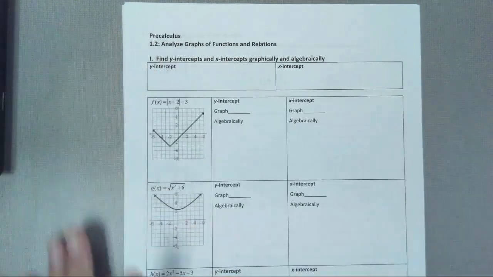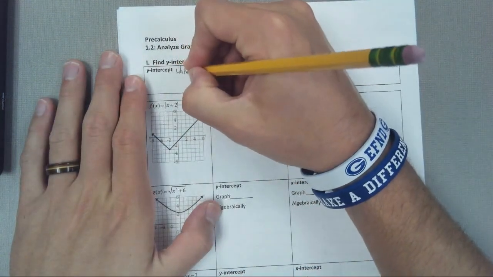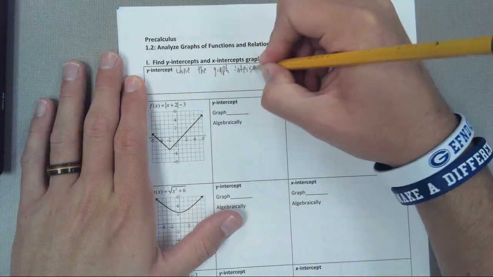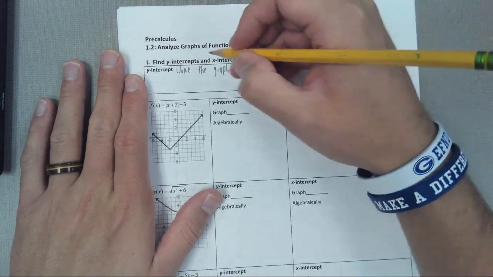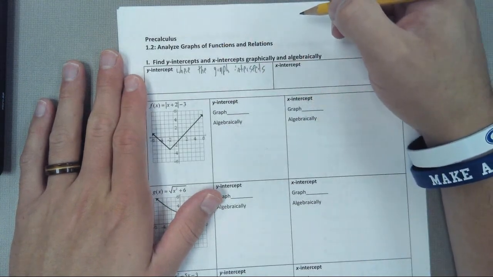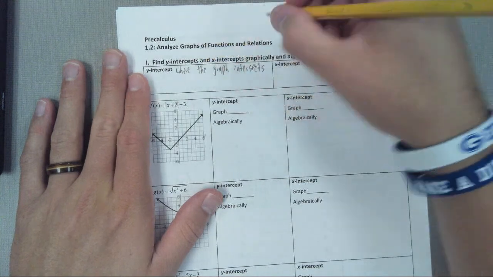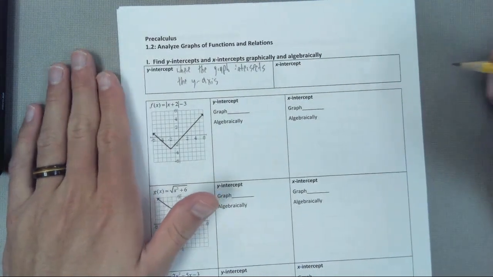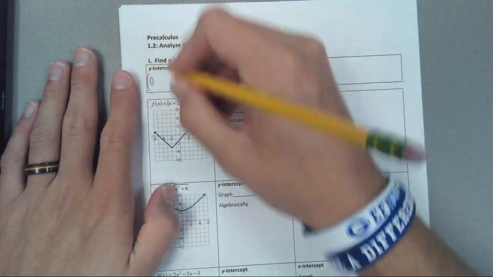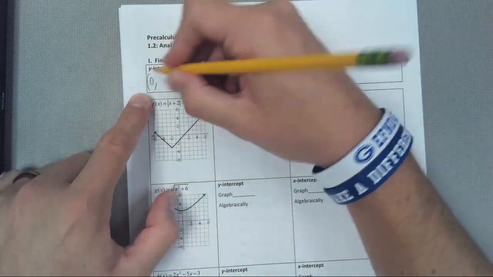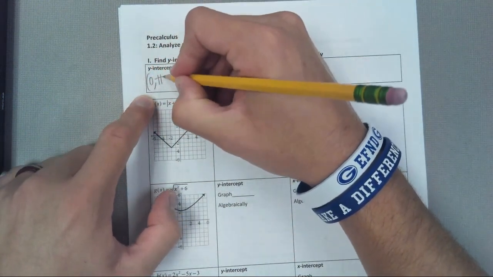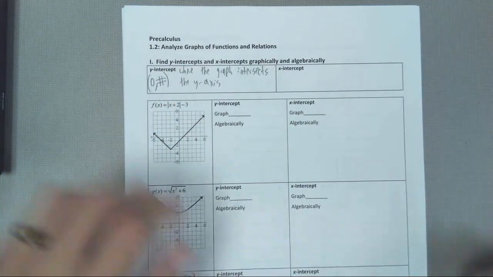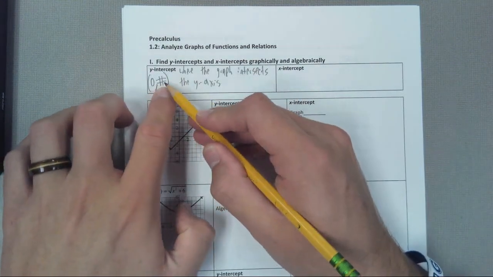So the y-intercept is where the graph intersects the y-axis. You're always going to look for 0. The coordinate for the y-intercept is always going to be 0, comma something. So 0, comma a number.